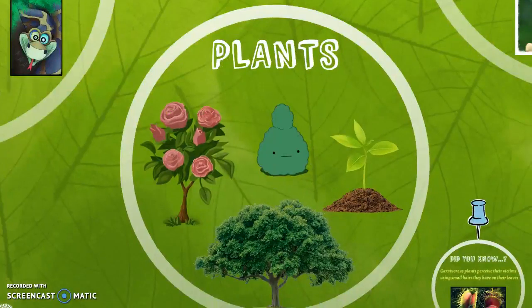Now, let's move on to plants. All plants are a part of the plant kingdom. This includes trees, grass, and flowers. They can make their own food using water and sunlight. Because of that, plants can grow almost anywhere.